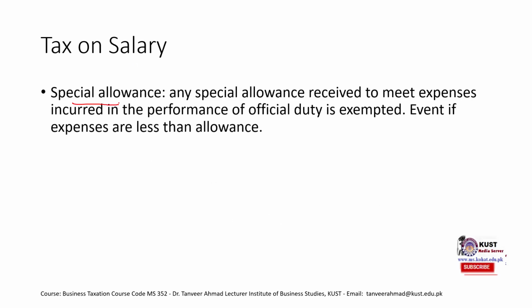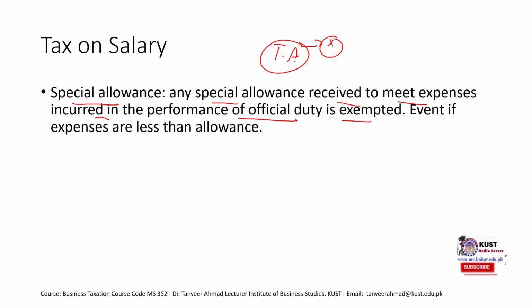Then there are special allowances. For example, any special allowance received to meet expenses incurred in performance of official duty would be exempted. For example, previously I discussed TA, traveling allowance. This traveling allowance is normally paid to an employee who is traveling to another city for some official task. Because he is performing this official duty, this traveling allowance would be exempted from taxable income. So he would not have to pay tax on this income.